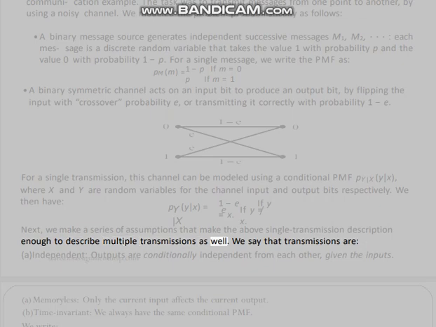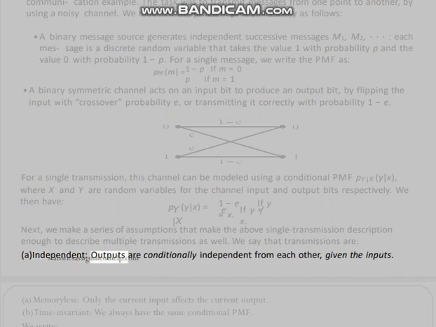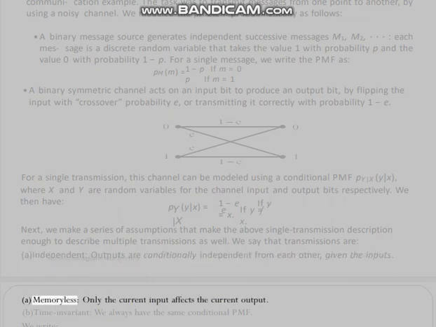Next, we make a series of assumptions that make the above single transmission description enough to describe multiple transmissions as well. We say that transmissions are: A. Independent. Outputs are conditionally independent from each other, given the inputs. B. Memoryless. Only the current input affects the current output. C. Time invariant. We always have the same conditional PMF.